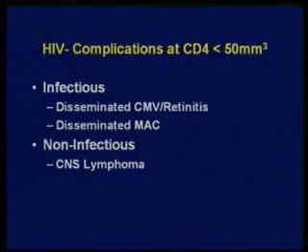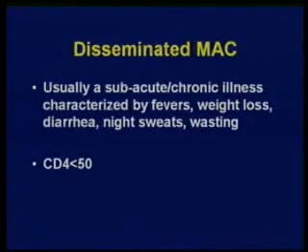So HIV complications with a T cell count under 50. Infectious: disseminated CMV gives you retinitis, disseminated MAC, Mycobacterium avium complex. I'm going to talk about that in a second. Non-infectious: CNS lymphoma. Disseminated MAC, usually a subacute or chronic illness, is characterized by fevers, weight loss, diarrhea, night sweats, and wasting, and usually occurs with a T cell count under 50. When someone thinks of a typical AIDS patient, the stereotype of the skinny patient who's losing weight and sick, it's usually MAC that causes that. Okay.